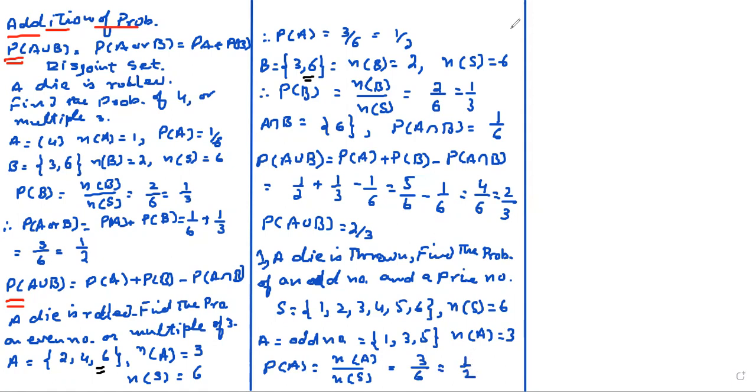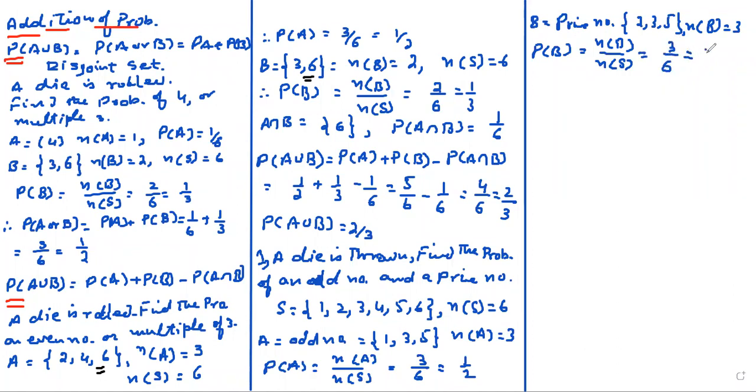Now, B, prime number. The prime numbers are 2, 3, and 5. So n(B) equals 3. So the probability of a prime number is n(B) divided by n(S), which equals 3 over 6, which equals 1 over 2.